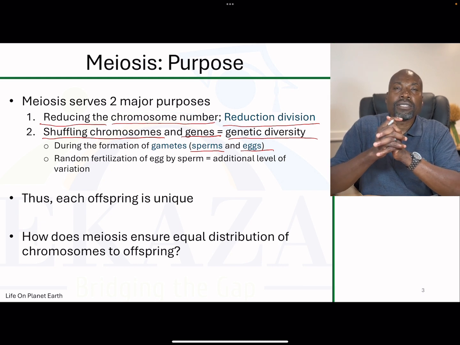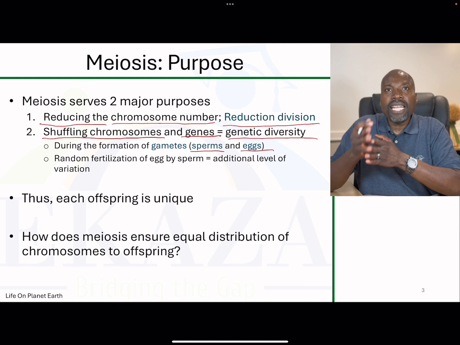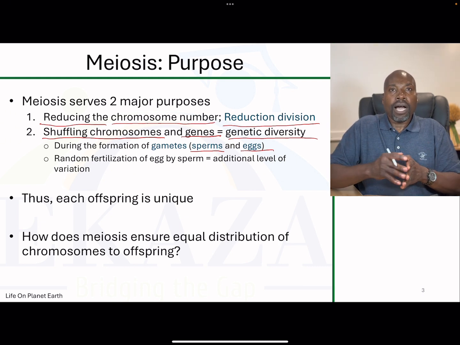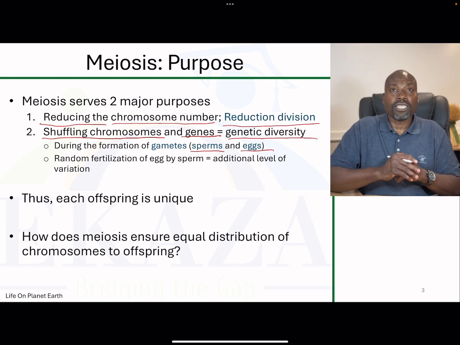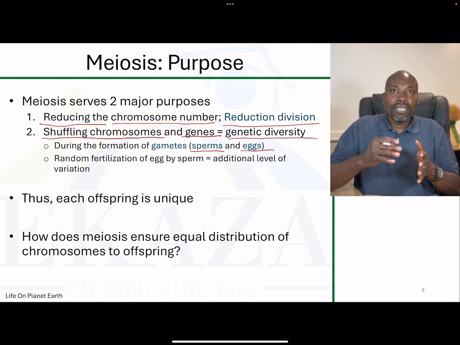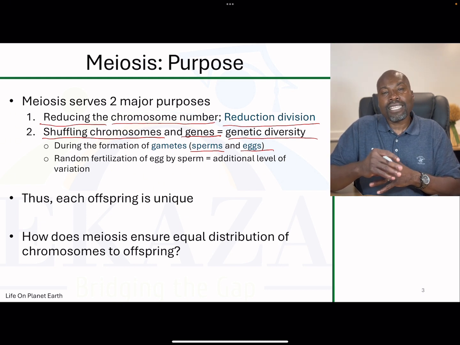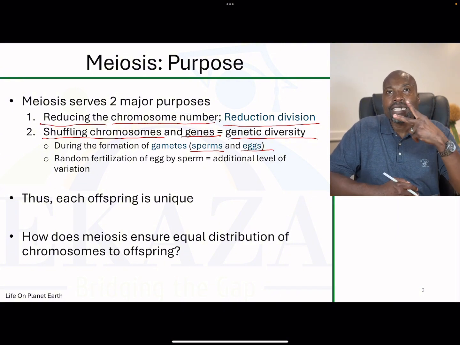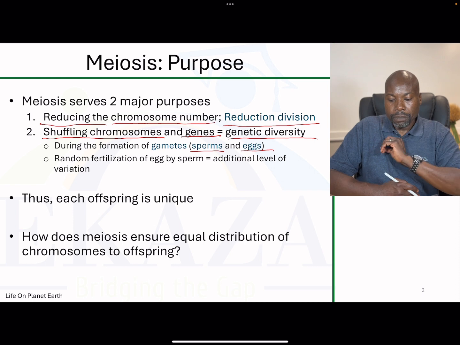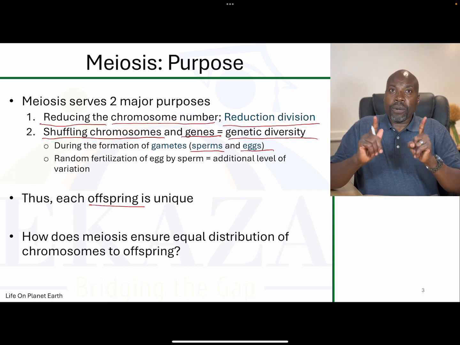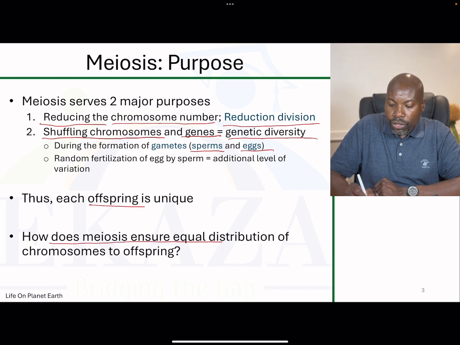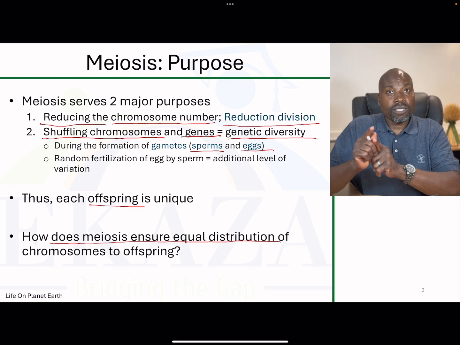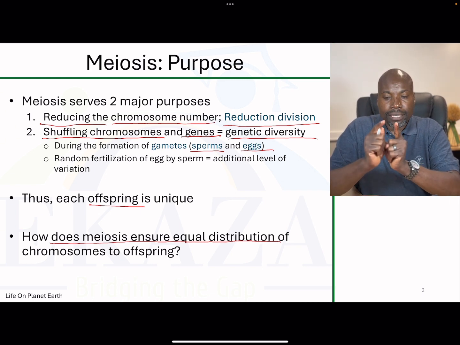It is believed that there are about 70 trillion possibilities out of all this shuffling of the genetic information, the genes, and fertilization. So with about 70 trillion possibilities, the chance that you are going to have two exactly identical individuals is close to zero. So each offspring is very unique genetically. The question we want to ask though is, how does meiosis ensure equal distribution of chromosomes to offspring, which is actually a very important question to ask.